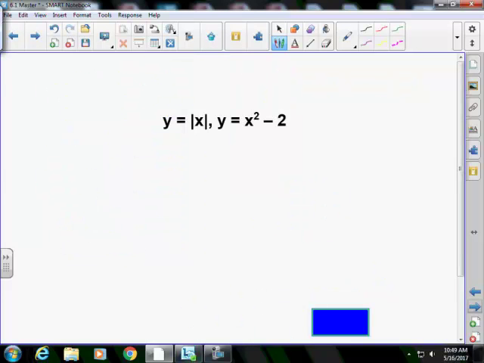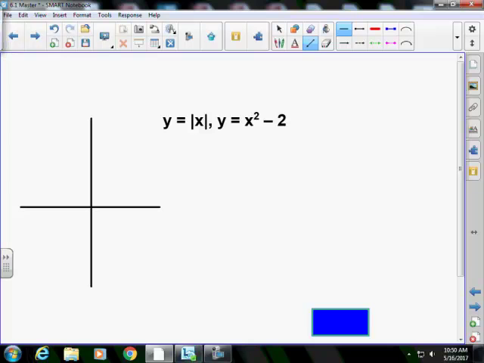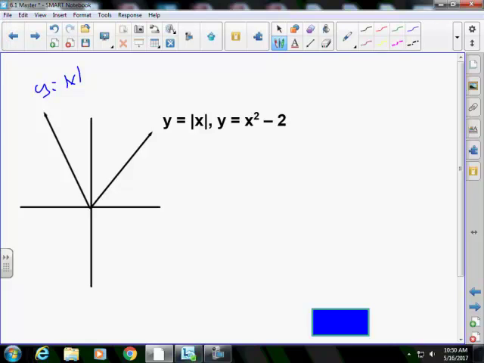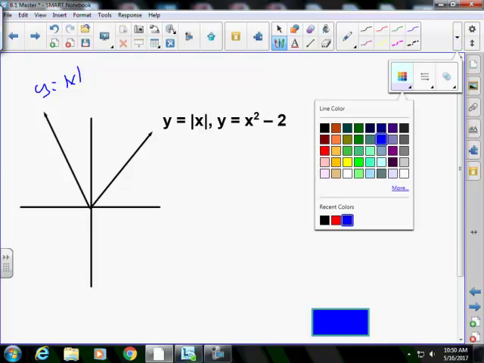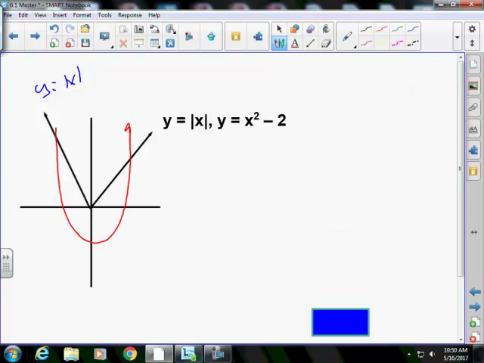This one, I want to see what this function looks like. Y is equal to the absolute value of x. I'm going to fix that in a second. So this is about y is equal to the absolute value of x. And then I have to have the function y is equal to x squared minus 2. And again, these are functions I should be able to figure out what they look like. It looks something like this. It's y equals x squared, but lowered 2 units.